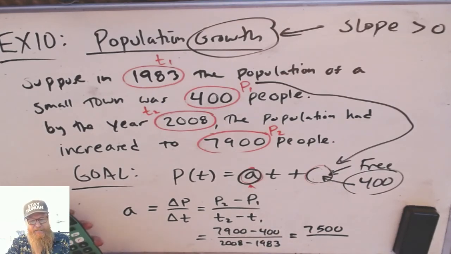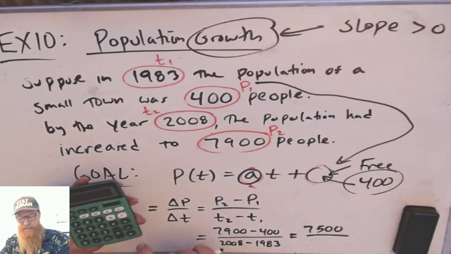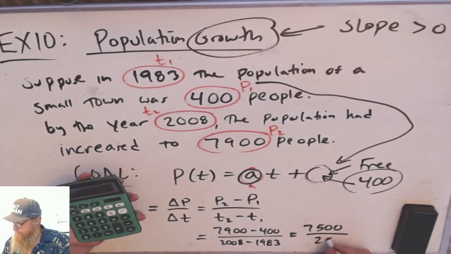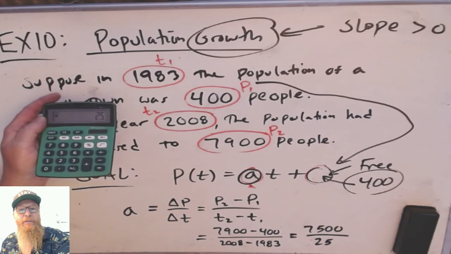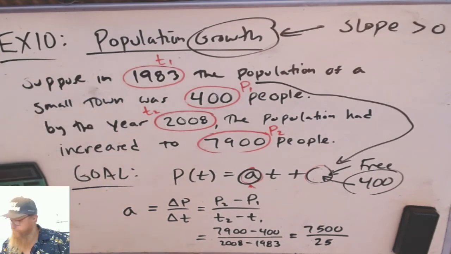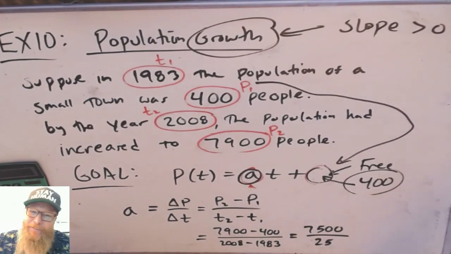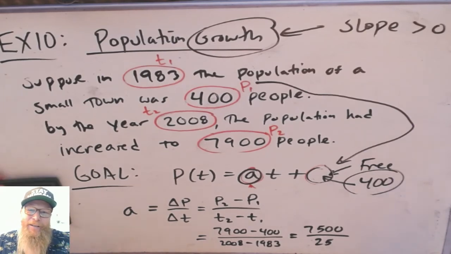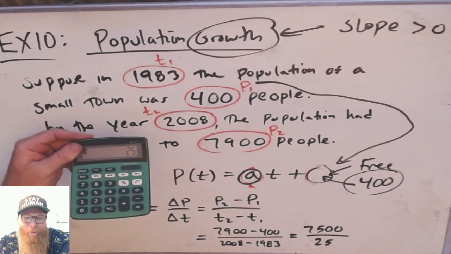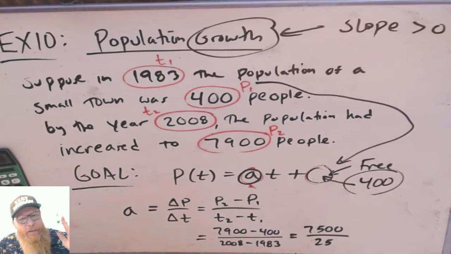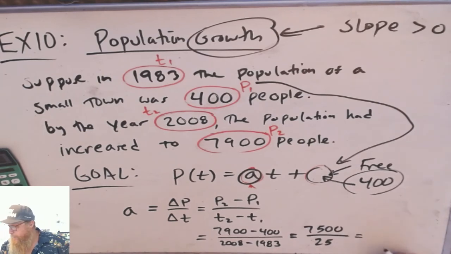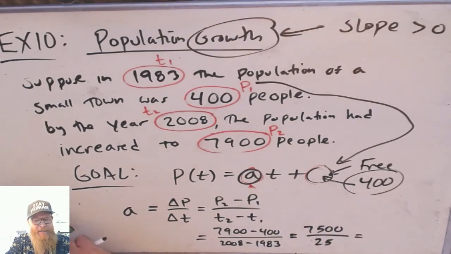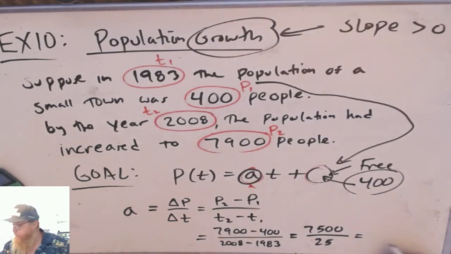2008 minus 1983, 25 years. Oh, I should have known that, right? I didn't really need it. Sometimes when you use the calculator, as soon as you do it, you go, oh, I didn't really need to do that, did I? But you know what? I'd rather use the calculator and be right than have you guys sending me emails telling me that I made a mistake. Okay, and so now I've got 7,500 divided by 25 gives me 300.